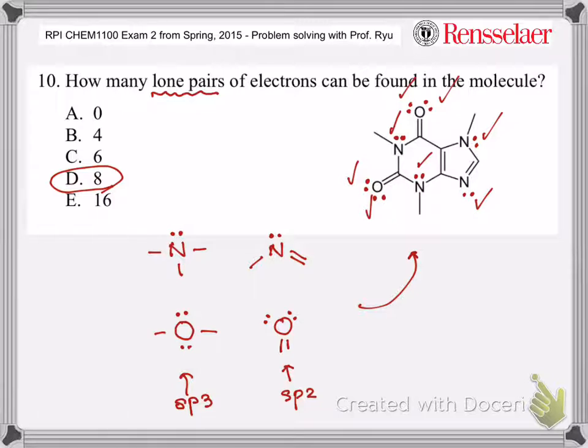Can anyone make a guess on this molecule? What do we call this chemical compound? It is called caffeine. Please remember, when you see this at the end, that means you have a CH3 at the end. This is a compound called caffeine.